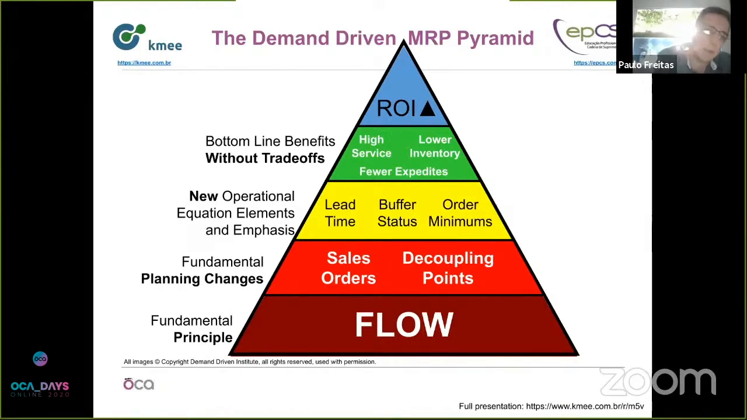And then the green part over there shows the bottom line benefits without trade-offs. This is the same as the first slide. You get all the benefits without compensations, without you having to exchange. It's so much easier to say, let's give high service to the market if I put lots of stock. Now, if I say to you, lower your stock and still improve your service, that's a challenge. And this is what this methodology has been proven to do, and that improves the return on investment.